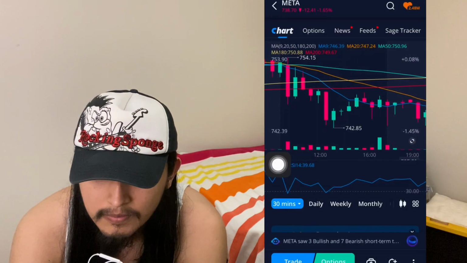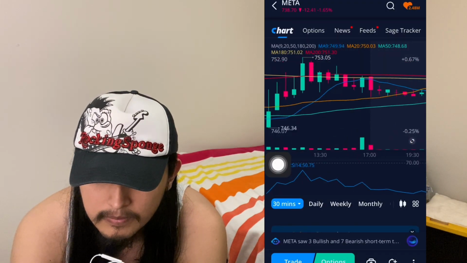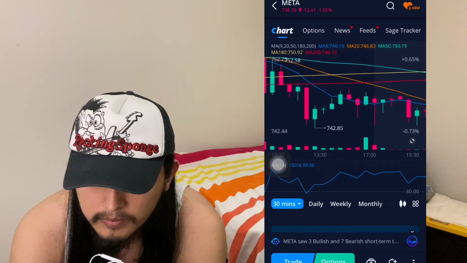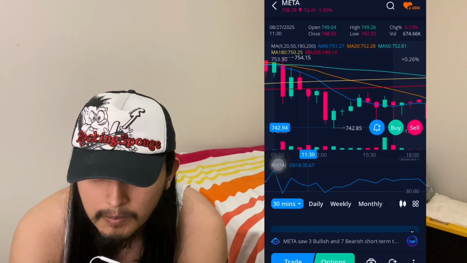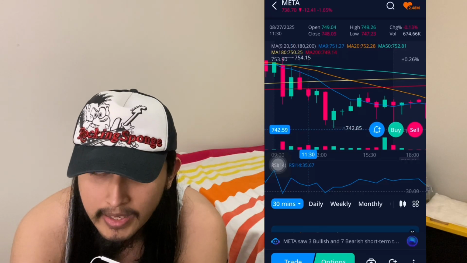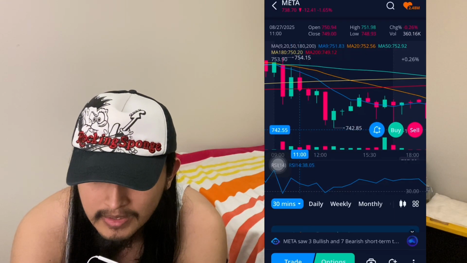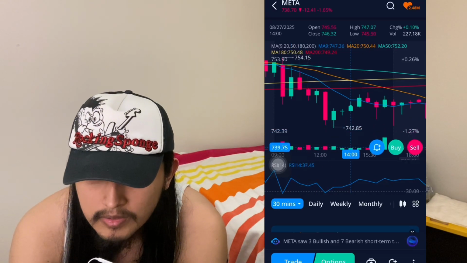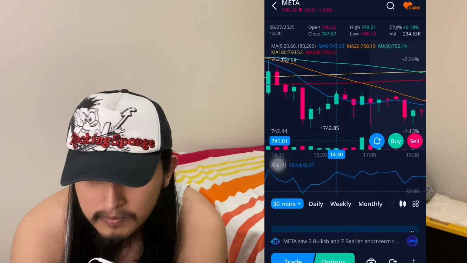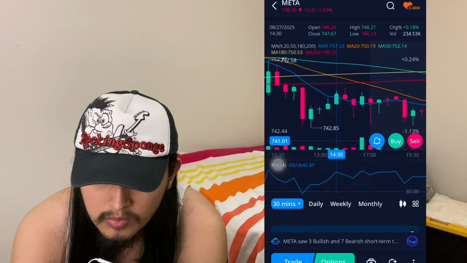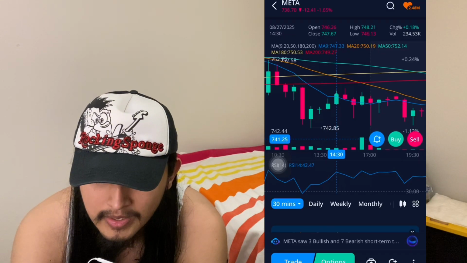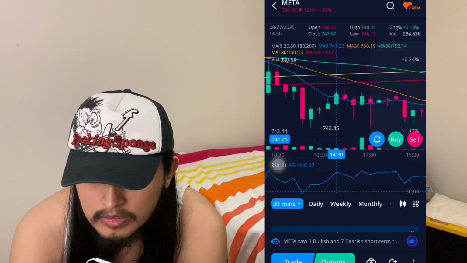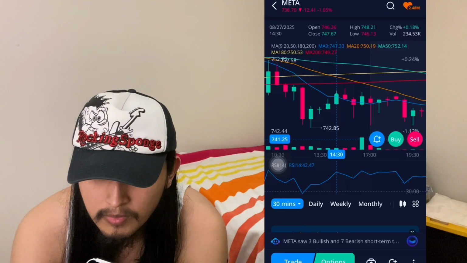So based off here, basically the whole entire day Meta was in a downtrend, and it was having trouble breaking out of the 9-day moving average. So to me it kind of meant, if Meta does decide to go up again and tries to break through that 9-day moving average, it's probably gonna have trouble and get rejected by the 9-day moving average.